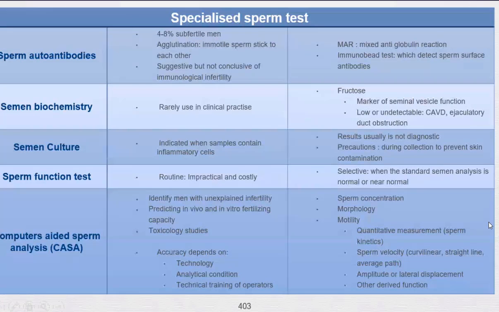Semen biochemistry is rarely used in clinical practice. We look at the level of fructose, which is the marker of seminal fluid function. If it's low or undetectable, this is suggestive of CAVD and also ejaculatory duct obstruction. Seminal fluid culture is indicated when the samples contain inflammatory cells. The result is usually not diagnostic, and there is a risk of contamination. Sperm function tests, if done routinely, are impractical and costly, and can be done for patients where the standard semen analysis is normal or near normal. And computer-aided sperm analysis, which has been utilized since the 1980s, basically looks at the motility of the sperm.